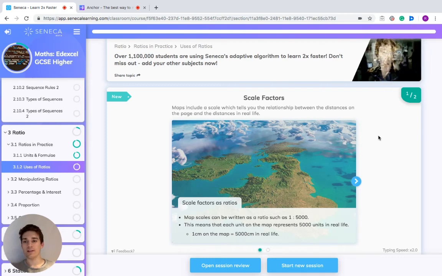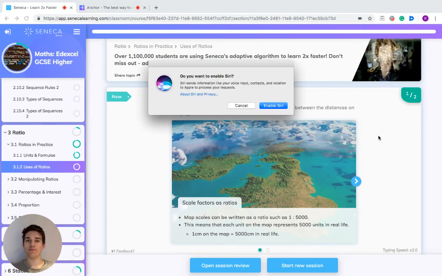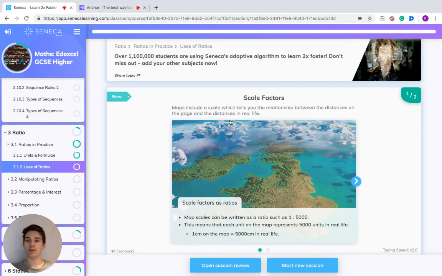Hello there, and in this episode, we're going to look at real life uses of ratios. So, maps include a scale which tells you the relationship between the distances on the page of the map and the distances in real life. Map scales can be written in a ratio such as 1 to 5,000. This ratio means that every unit on the map represents 5,000 units in real life. So for example, 1 centimeter on the map might be 5,000 centimeters in real life.